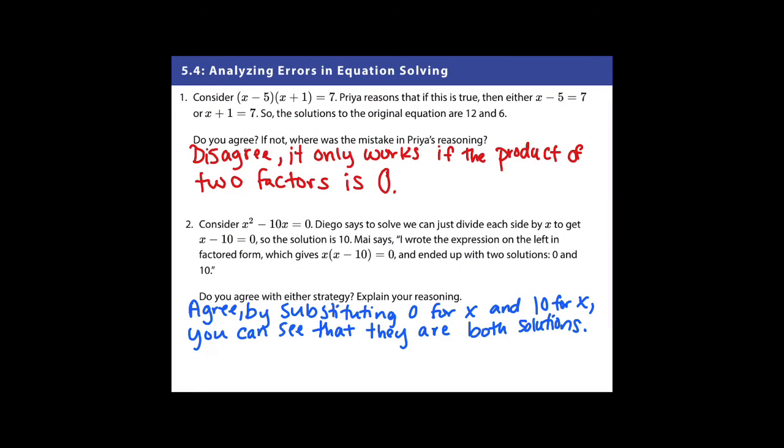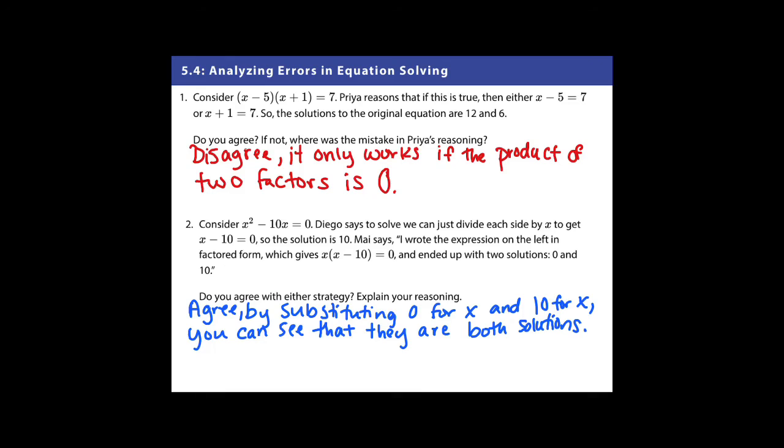Here is example 4. Number 1, consider x minus 5 times x plus 1 equals 7. Priya reasons that if this is true, then either x minus 5 equals 7 or x plus 1 equals 7. So the solutions to the original equation are 12 and 6. Do you agree? So no, because it only works if the product of the two factors is 0.